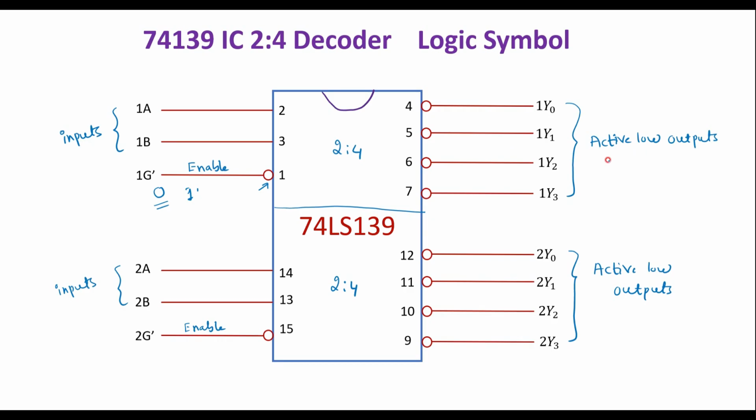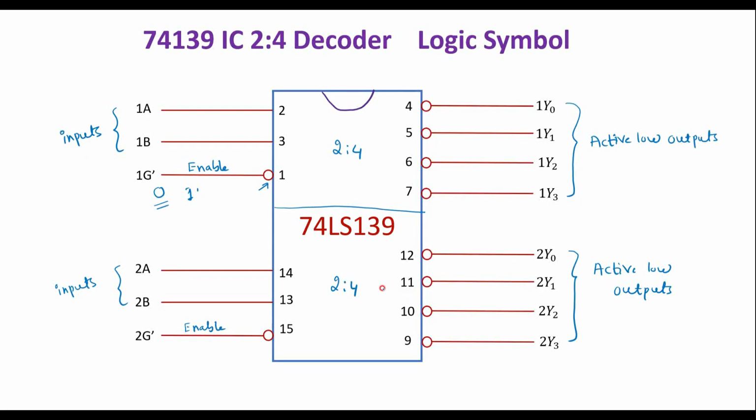Here we have active low outputs. Active low outputs means at any time any one of the output lines is 0, rest all lines are 1. As we saw in the 2-to-4 decoder of my previous video, any one of the output lines was 1, rest all are 0, because that was active high outputs. Here we have active low outputs, therefore any one of the output lines is 0, rest all are 1. Similarly, with respect to this 2-to-4 decoder.